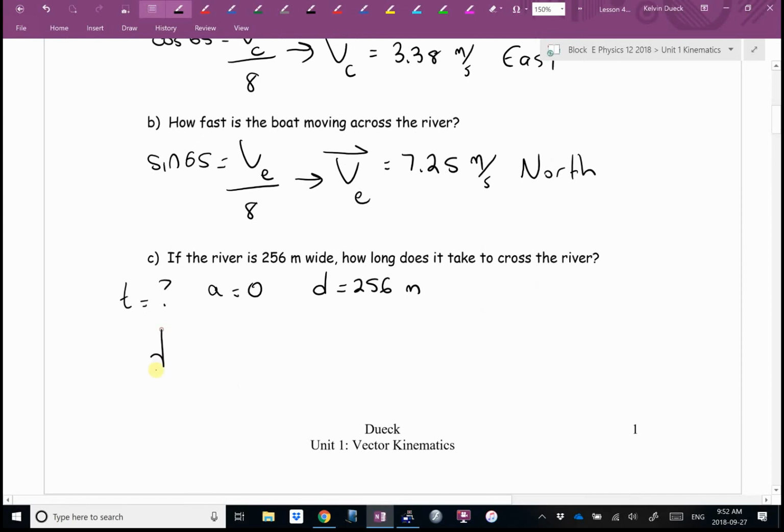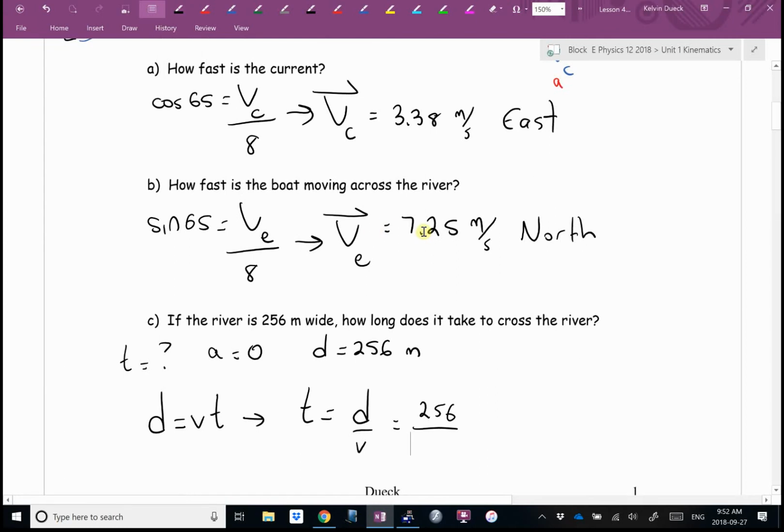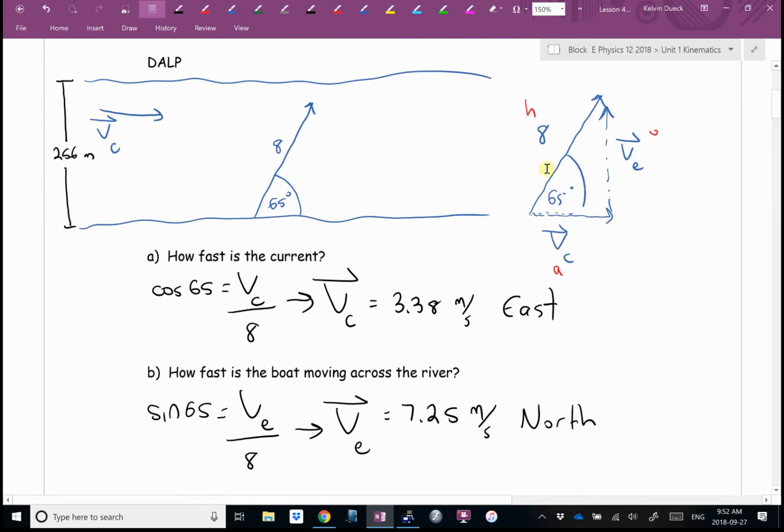I can use, and in fact, to get the T by itself, it's going to be that. Yes? Mateo, what's D? And here's the real question. Which V am I going to use? Am I going to use the 3.38, the 7.25, or the 8?